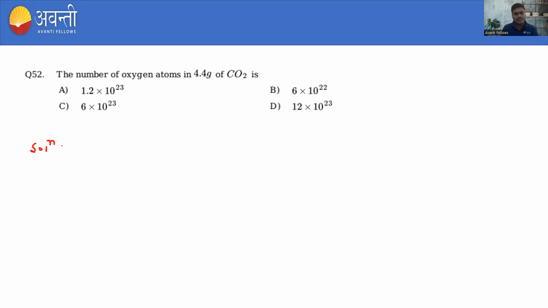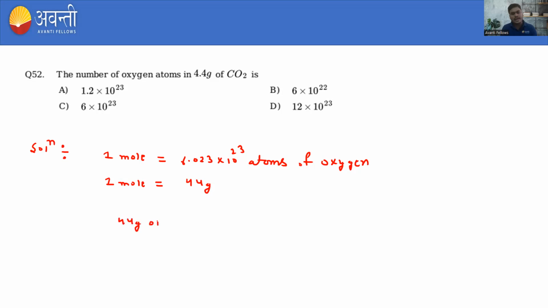We all know from the basic concept of mole that one mole is equal to 6.023 into 10 raised to the power 23 atoms, molecules or ions, in this case atoms of oxygen, right? So 1 mole is equal to 6.023 into 10 to the power 23 atoms of oxygen. Similarly, we also know that 1 mole is equal to the molecular mass of that molecule. In this CO2, the molecular mass is 44 gram, as we just calculated here. So we can say that 44 gram of CO2 has how many atoms of oxygen?